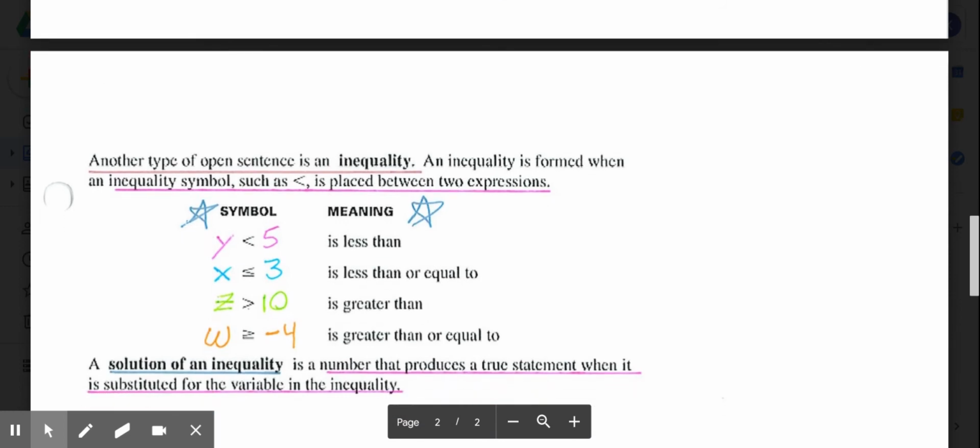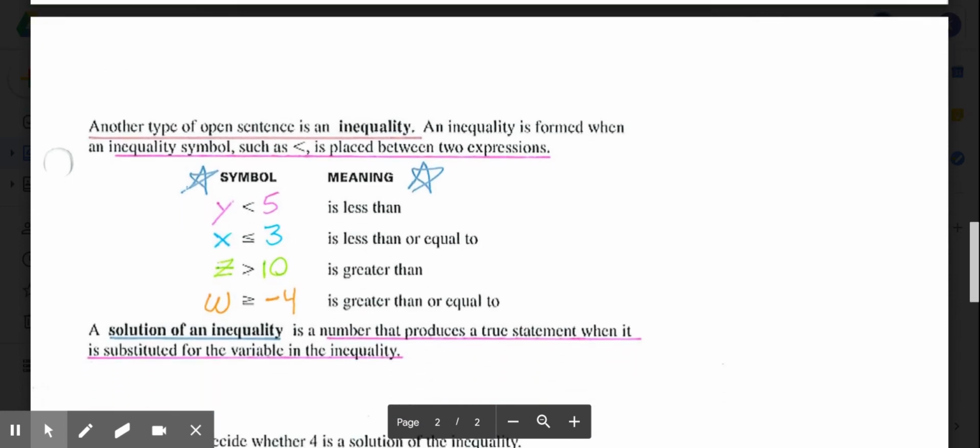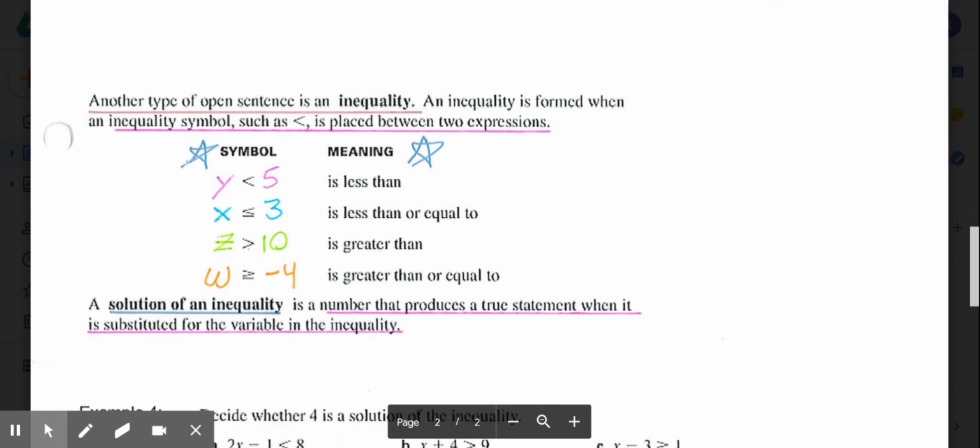Then the other thing that we are looking at based on today's title are inequalities. So we had equations, and then the other type of open sentence that we can have is an inequality. And you might have already had some exposure to inequalities and just not realize the term. Those are symbols such as less than, greater than, less than or equal to, or greater than or equal to.